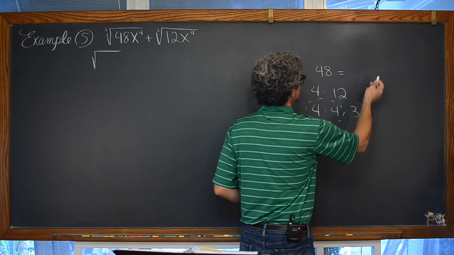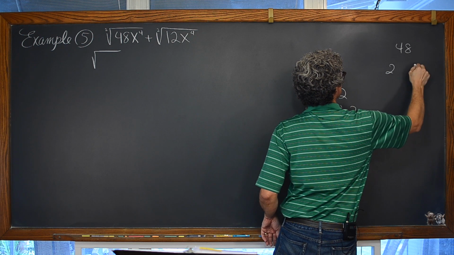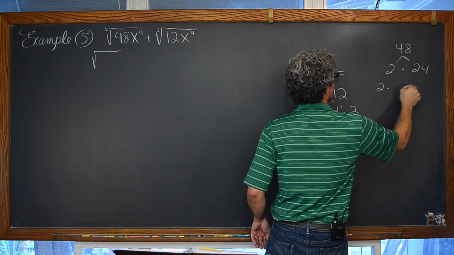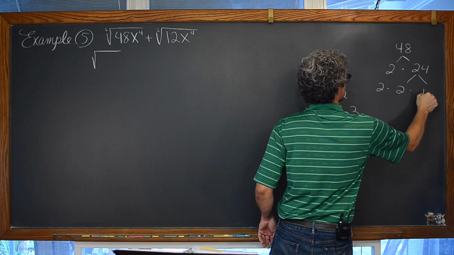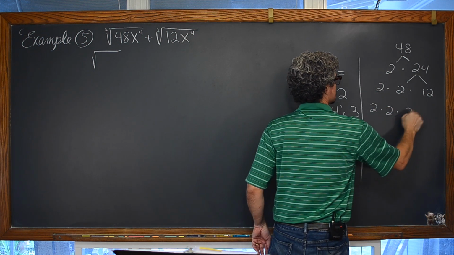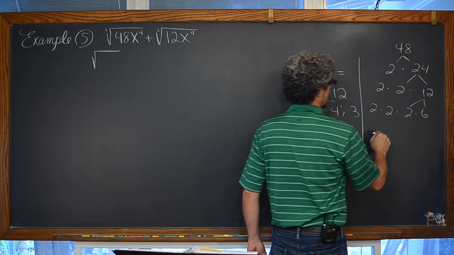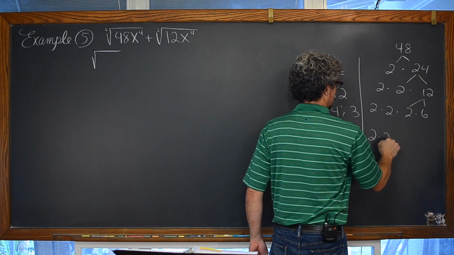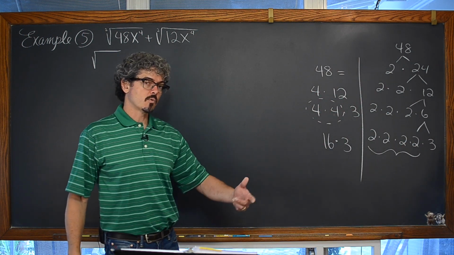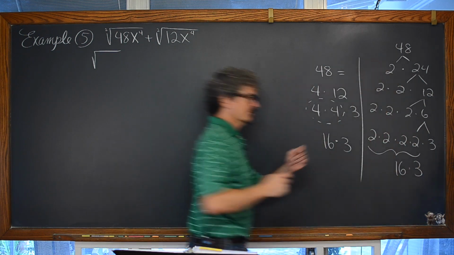And you can say that 48 is 2 times what? 24, and 24 is 2 times 12, and then you've got 2 times 2, and 12 is 2 times 6, and then 6 is 2 times 3, and here we have 2 times 2 is 4, times 2 is 8, times 2 is 16. Just a little random tangent there.